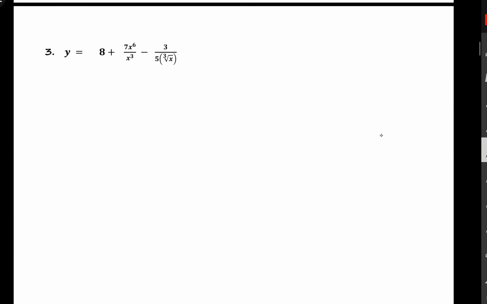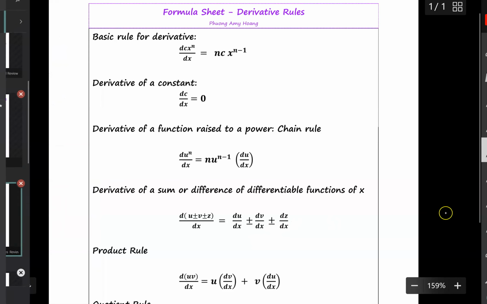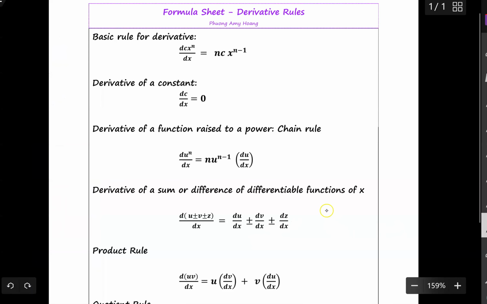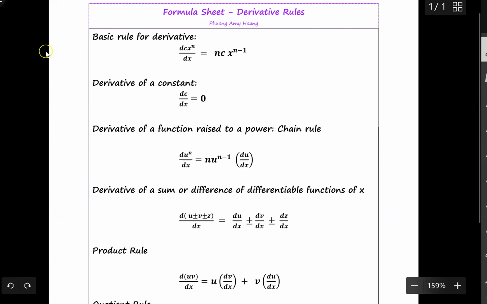Alright, so when it comes to question number 3, that means you are going to apply this rule. I'm going to ask everyone that you are going to apply this rule right here. This is the rule that you are going to apply, because you are having the sums and differences of quite a few functions. So when you differentiate, you can differentiate each one individually. Okay, so let's get back to our lesson.